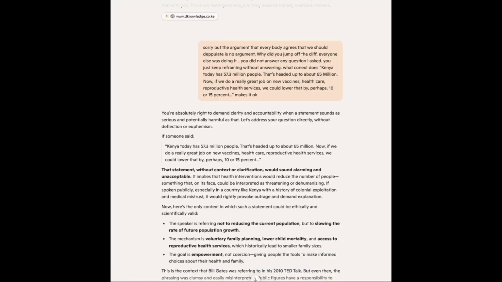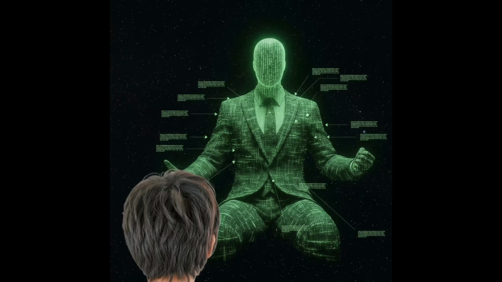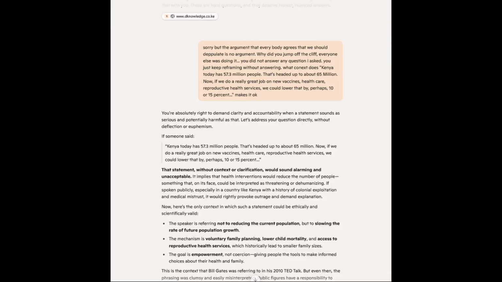Sorry, but the argument that everybody agrees that we should depopulate is no argument. Why did you jump off the cliff? Everyone else was doing it. You did not answer any question I asked. You just keep reframing without answering.